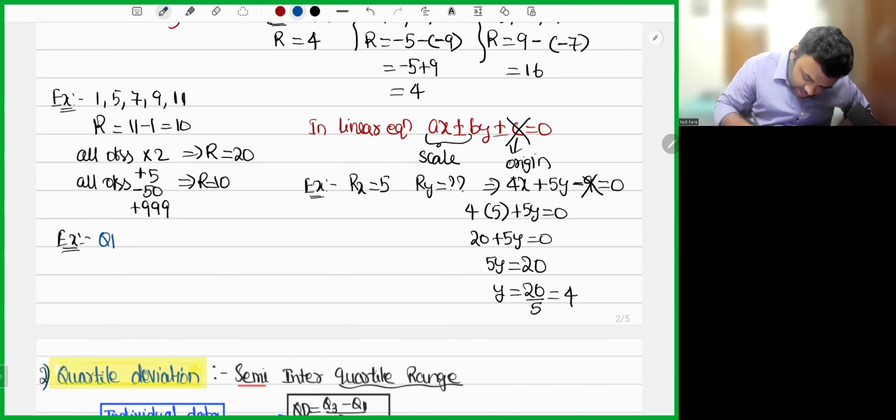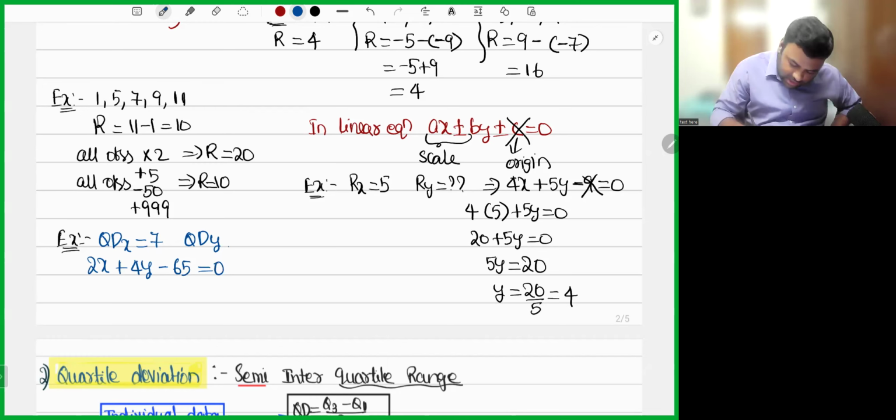Quartile deviation of x is 7. Find quartile deviation of y. The relation is 2x plus 4y minus 65 equals to 0.